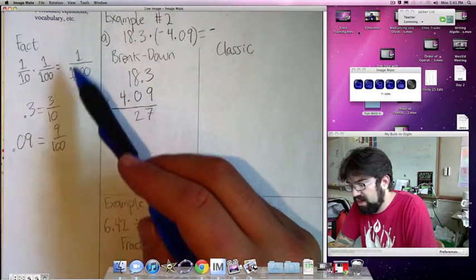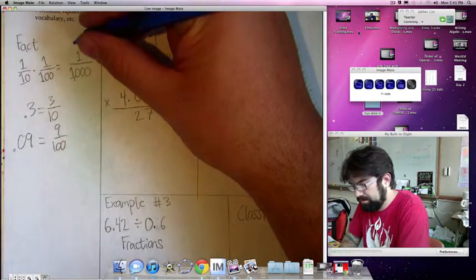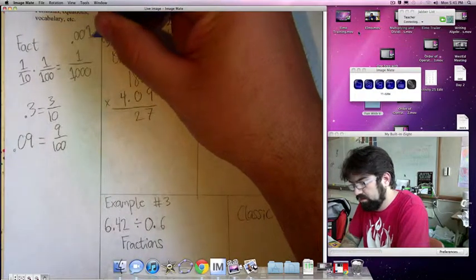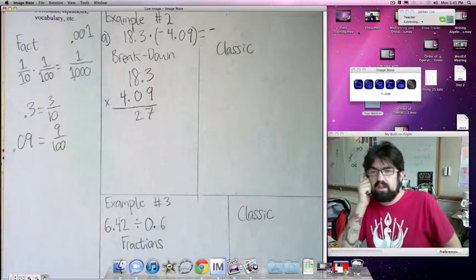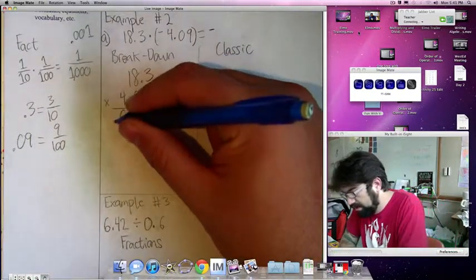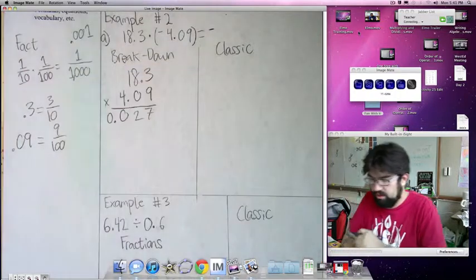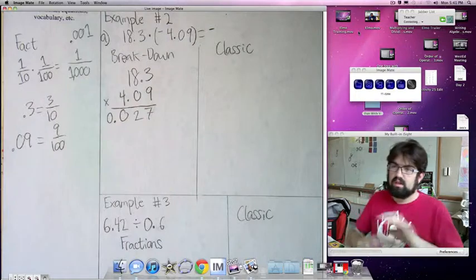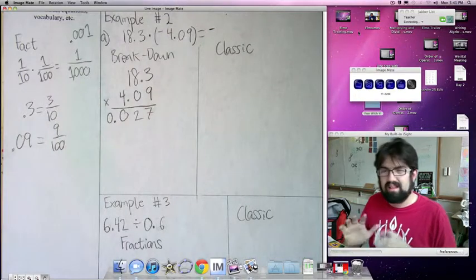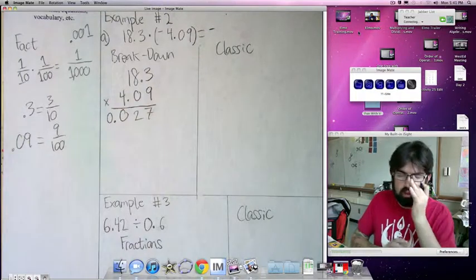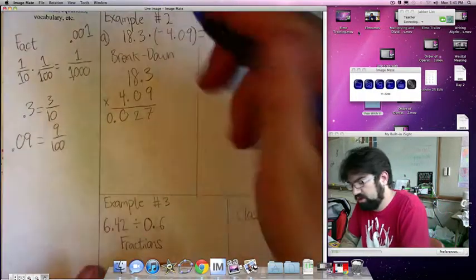So 1,000th as a decimal, well, that's like 0.001. That's 1,000th. Well, we've got 27 thousandths, so we just need to add one more 0 and put the decimal right here. So that's what that means. Kind of a little different way of doing it, but I really like this way. It takes some getting used to. I'll do the classic regular way that you guys are familiar with, but I'm showing this one first.